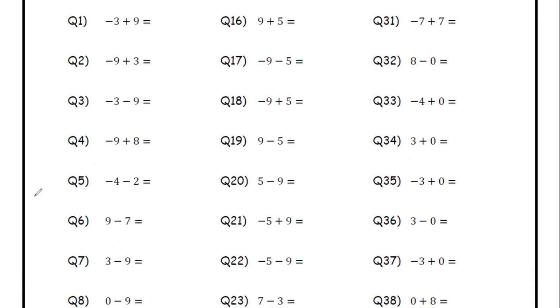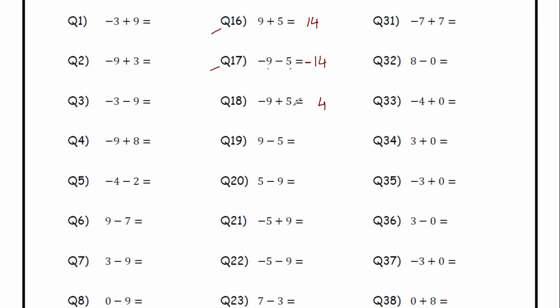16 to 20. 16. Both are positive. We'll take the sum. 9 and 5 is 14 and will remain positive. 17. Both are negative. We'll take the sum and the sign will be negative. Minus 9 plus 5. We'll take the difference and that is 4.